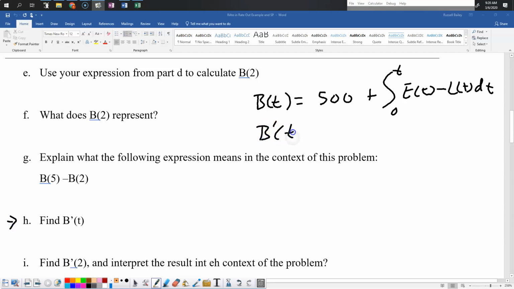B prime. What's the derivative of 500? It's gone. We don't care about that. That's not a rate of change. They're just telling me how many bees were in there at the beginning. Is that ever going to change? No, that's what it is. That's how many bees were in there at the beginning. That will not change. And so it has no rate of change.